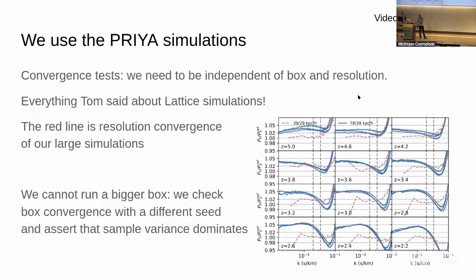Everything Tom said about lattice simulations and how you have to make sure your boxes are converged is doubly true for cosmological simulations. You really need to make sure these are converged. The issue is that usually you're running a simulation as large as the supercomputer will take. We ran these using the 9th largest supercomputer in the world. There was no way we were going to do a bigger simulation. So you have to get a little bit creative about your convergence sometimes, and in this case, we got creative by running a slightly different simulation rather than a bigger simulation.